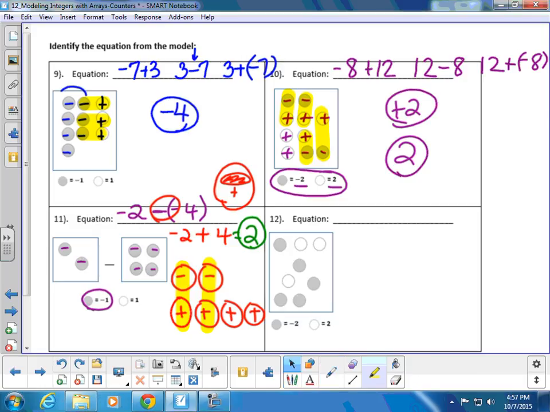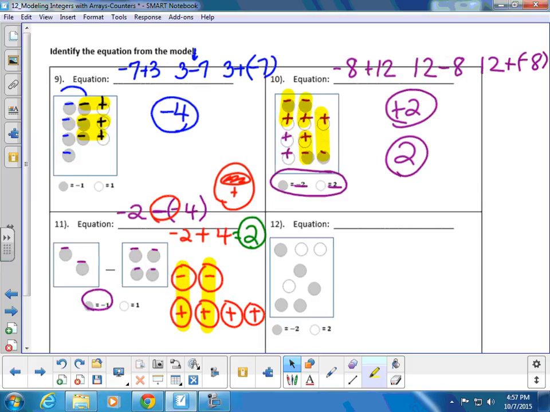Okay, the last one, I want you to try number 12 on your own. Keep in mind, whoa, let me not move that. These are all worth 2, so as you're writing that down, keep in mind each of the circles is worth 2. So try that on your own, and then once you've finished, restart the video and see if you've gotten it correct. All right, welcome back.